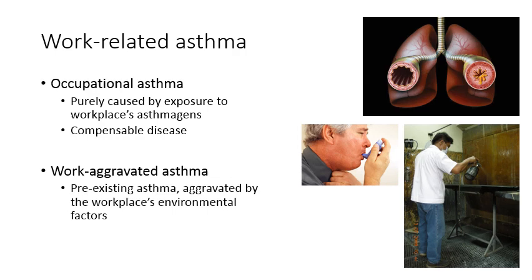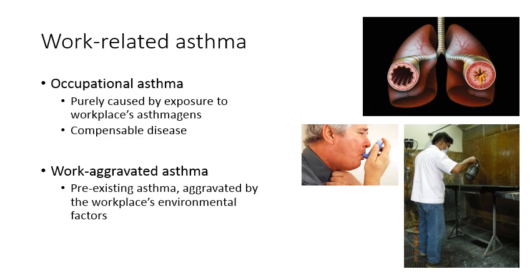Work-related asthma is a common occupational lung disease. It can be classified into occupational asthma and work-aggravated asthma. Occupational asthma is asthma caused purely by exposure to workplace's asthmagens. The onset of asthma is usually during adulthood and developed only after exposure at work for a period of time. Occupational asthma is a compensable disease in most countries.